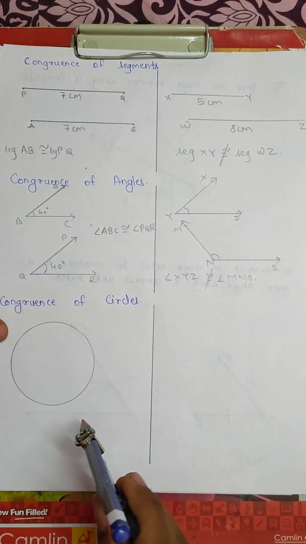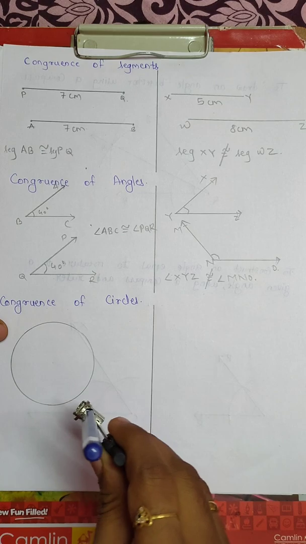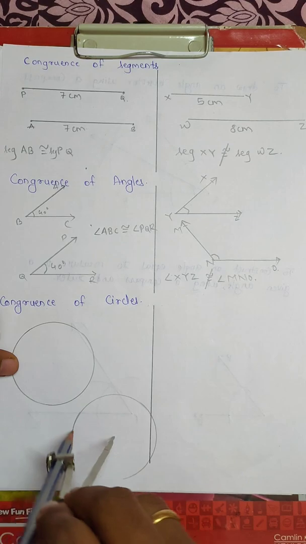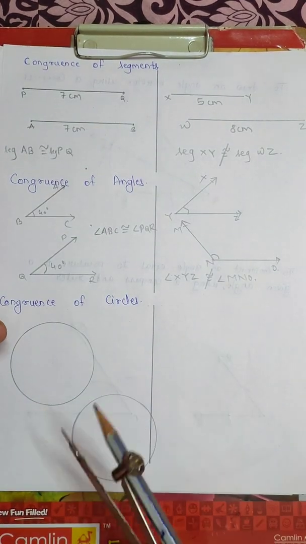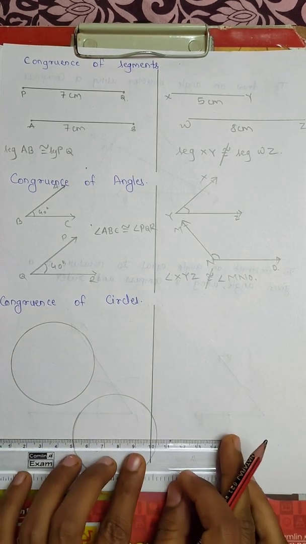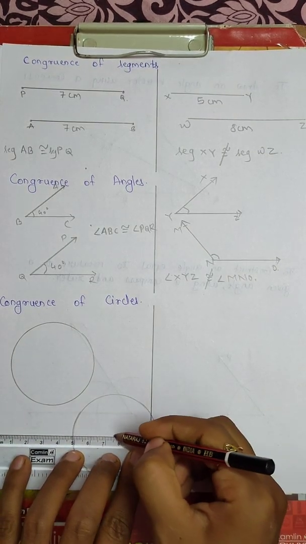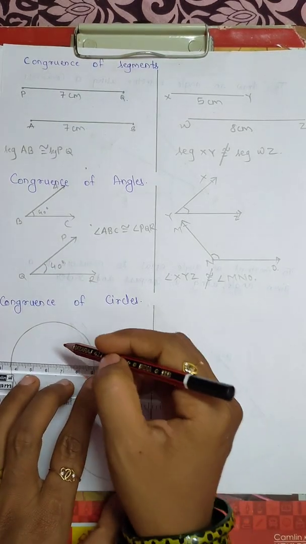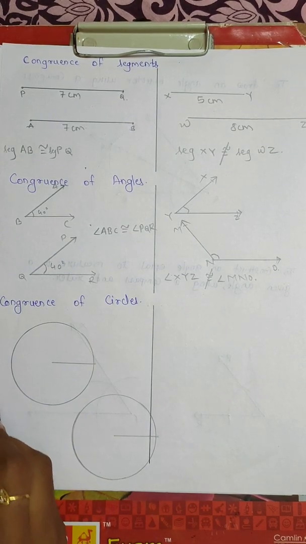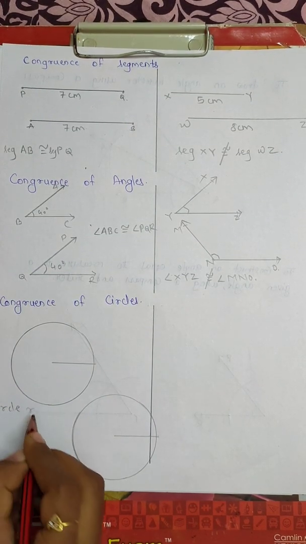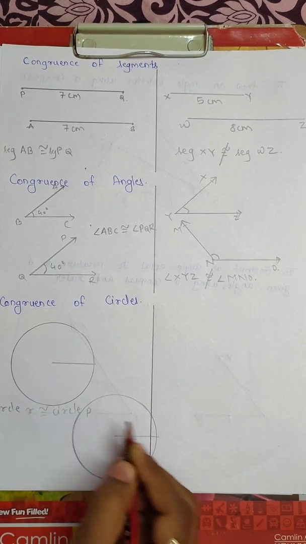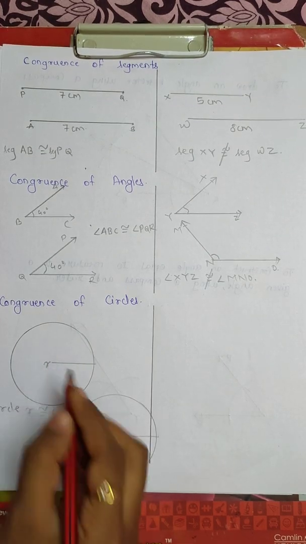Yes, this is one circle and this is another circle. These two are congruent to each other because their radius is same. Their radius is same. Circle R is congruent to circle P. Let's say it as P and this as R.